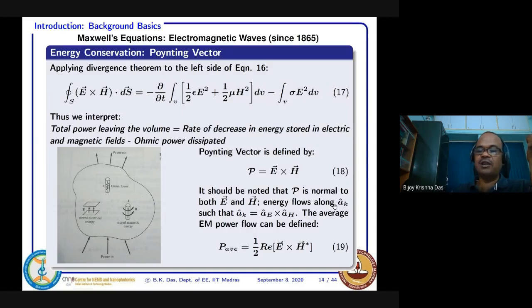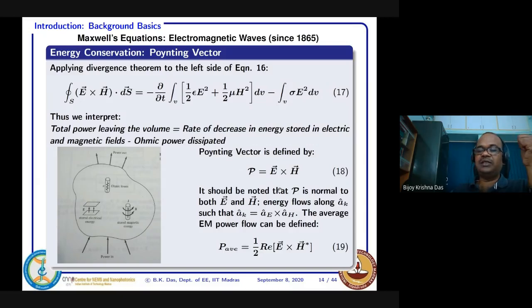Energy flows along a_k, where k is an index here, that means in that particular direction, unit vector a_k, energy will be flowing. That is actually a_E cross a_H, the unit vector along E and the unit vector along H, their cross product, then you can get the energy flowing.